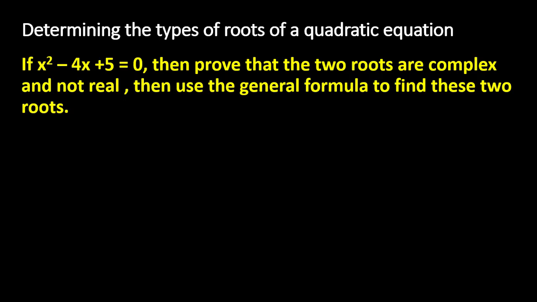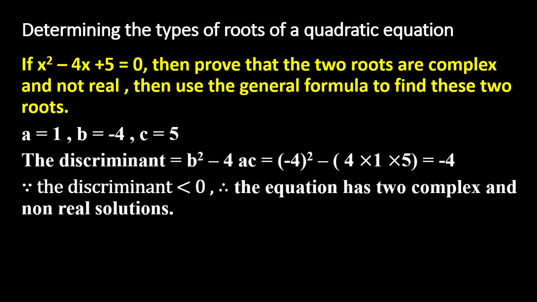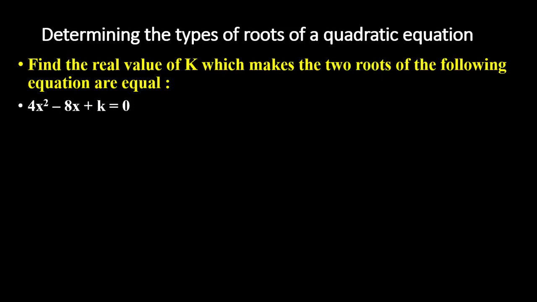If x power 2 minus 4x plus 5 equals 0, then prove that the two roots are complex and not real. Then use the general formula to get the two roots. So I'll get at first the discriminant, it will be less than 0. If the discriminant is less than 0, it means that the equation has two complex and non-real roots, and I'll use the general formula to get the two roots.